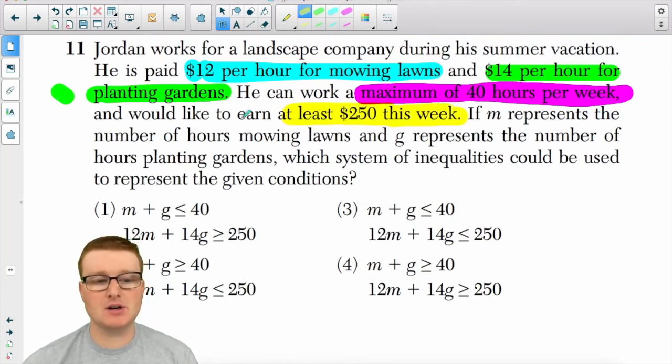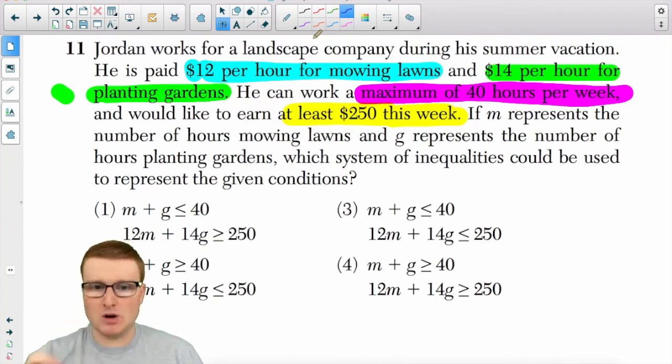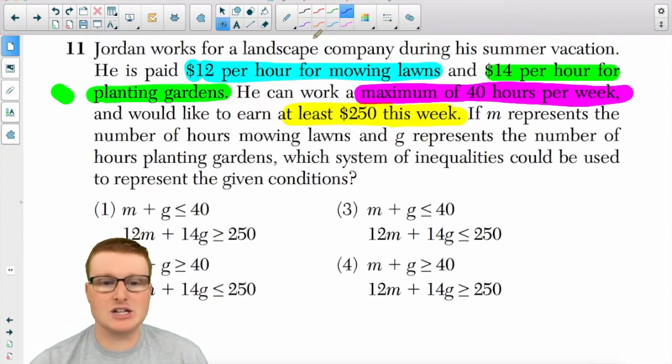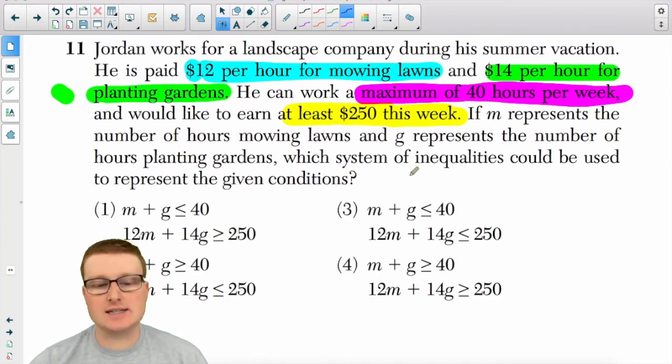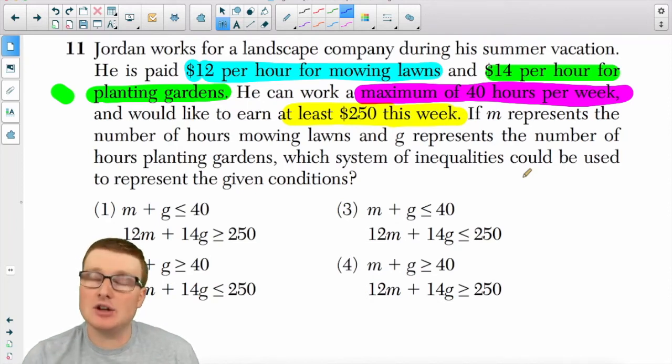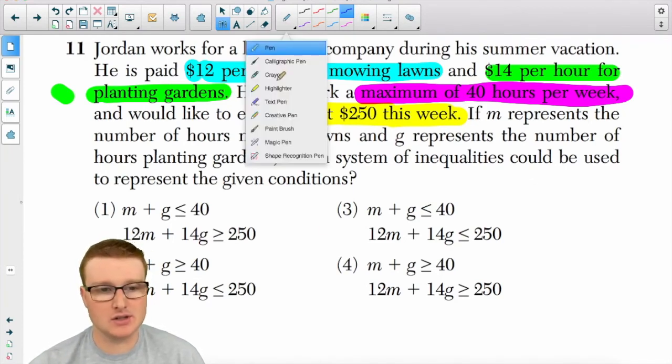If M represents the number of hours mowing lawns and G represents the number of hours planting gardens, which system of inequalities could be used to represent the given conditions? All right, there's a lot of words here. The first thing that I want you to understand is you're looking at money and hours, profit and time. So one of these equations in your answers will be a function of time, and the other function will be a function of profit or earnings or cash. So let's take a look at all these answer choices.